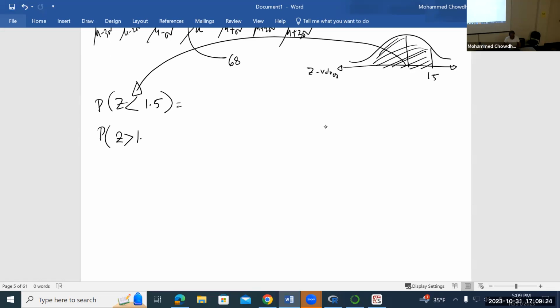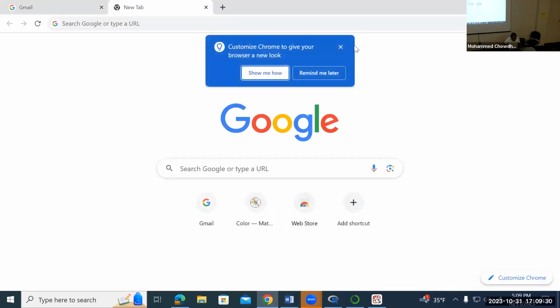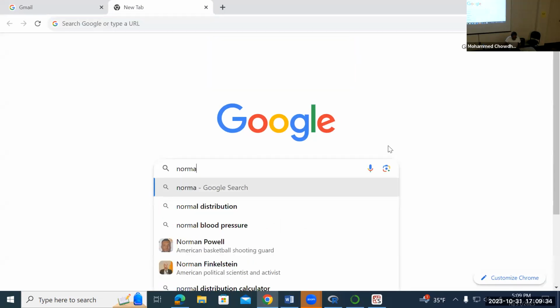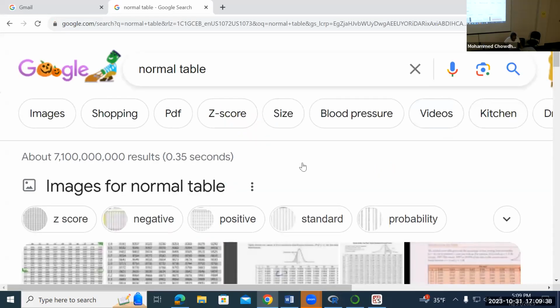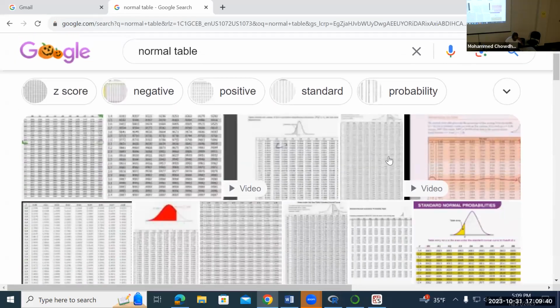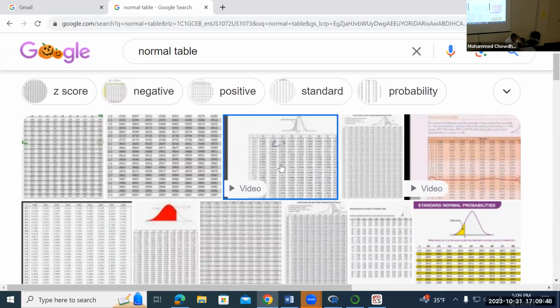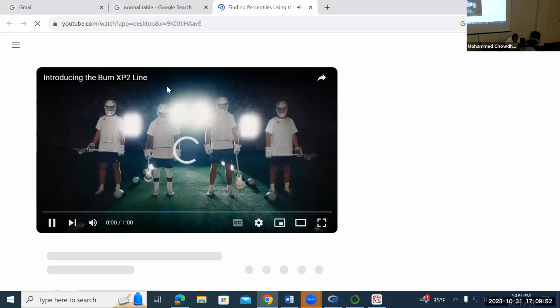So how can I find that? There is a normal table. So let me find the normal table. I want to get a good normal table. Let's see, maybe I want to see the negative number. Maybe this one. Yes.